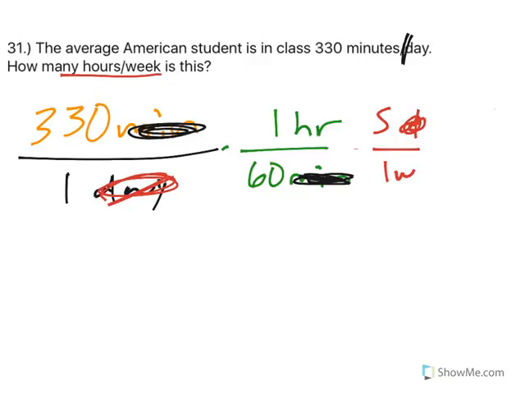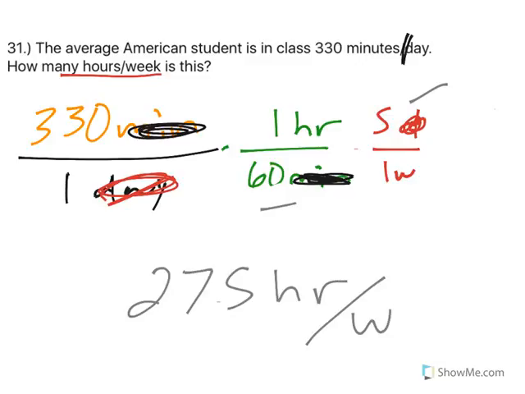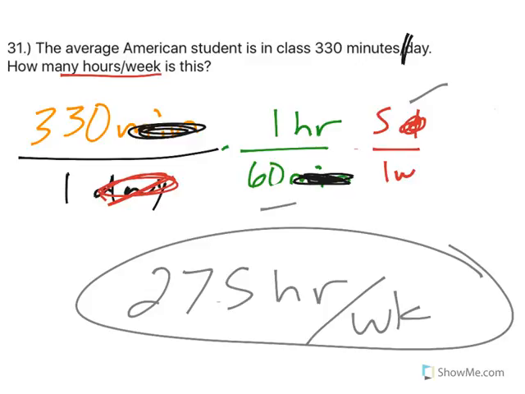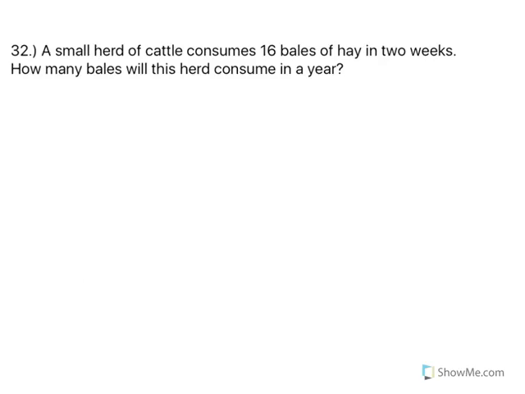Time out. All right, so if you take 330 divided by 60, because it's in the denominator, and then multiply by 5, you end up with 27.5 hours per week. And if you did that by 7, don't worry, I did too. But if you're thinking about students, you only go to school usually 5 days a week, especially at the high school setting.